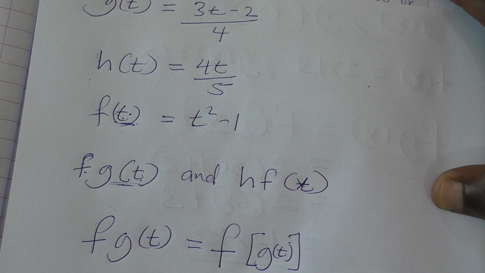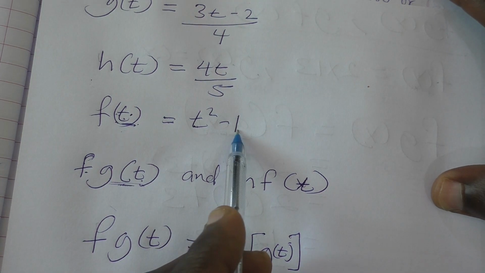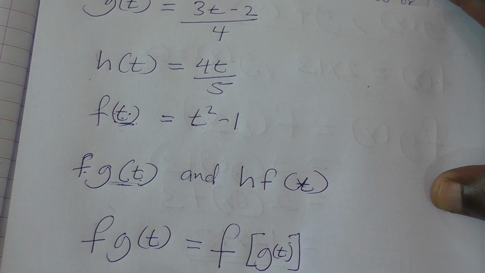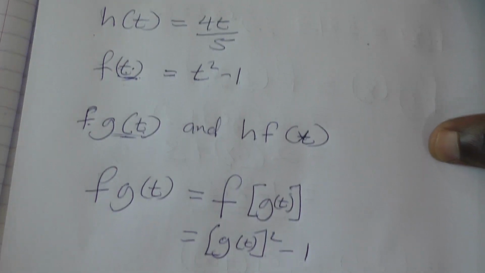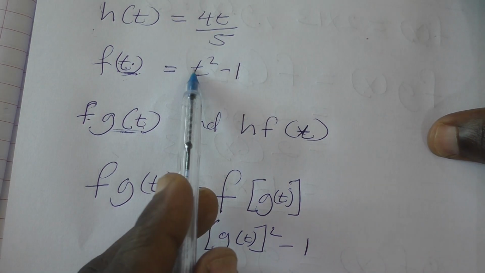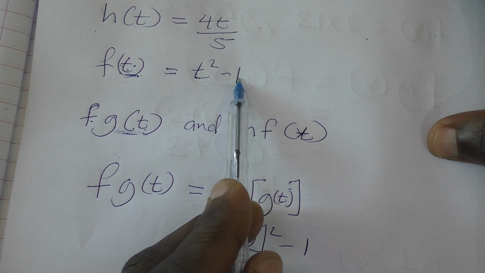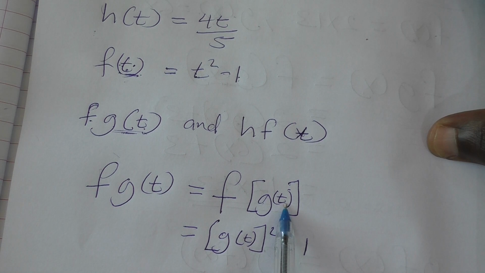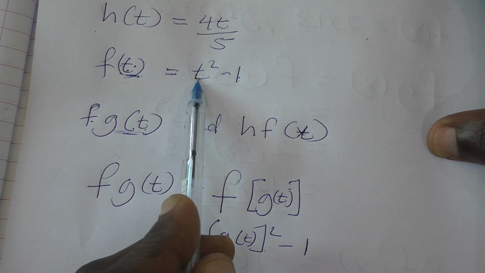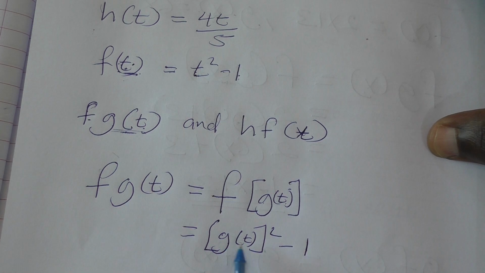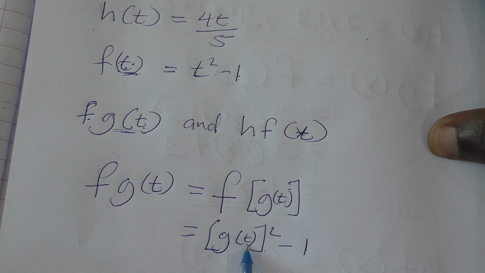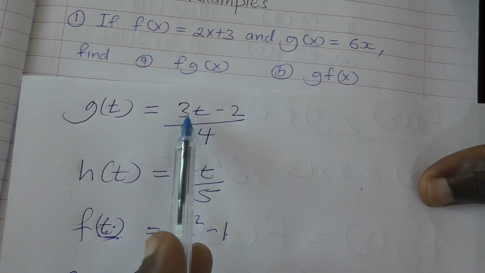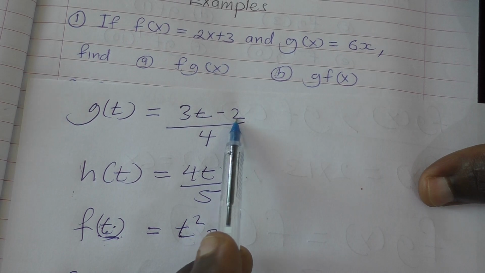Therefore, instead of writing t squared minus 1, we shall say g of t, this is squared, minus 1. Since f of t is t squared minus 1, but we are replacing t with g of t, instead of writing t squared, we write g of t squared. But we also know g of t, which is 3t minus 2 over 4.